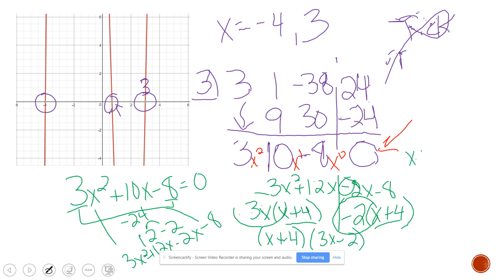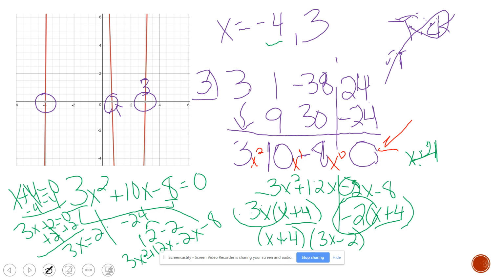So we take the x plus 4, write it over here on the left. x plus 4 is equal to 0. Subtract 4, and x equals negative 4, which is the second one that we didn't pick. And then 3x minus 2 is equal to 0. I'm going to add the 2. 3x is equal to 2. And then divide by 3, and we get x is 2/3.